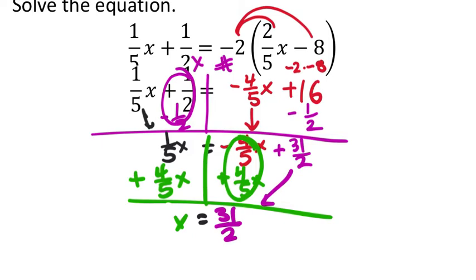So let's go and put that in the calculator. Yeah, when I put 31 halves in place of x, then I get 3.6 on both sides. So that is a true statement. And again, now I can box that in with some confidence.